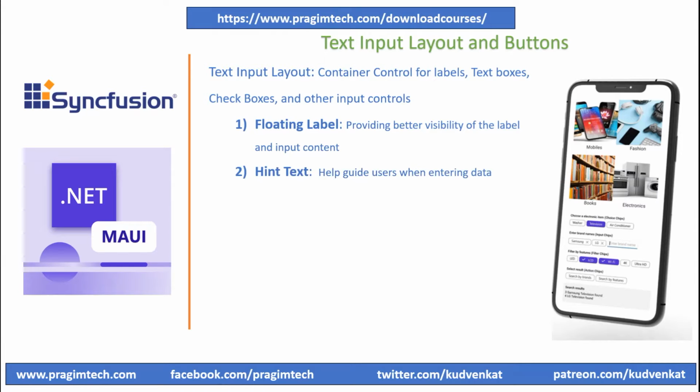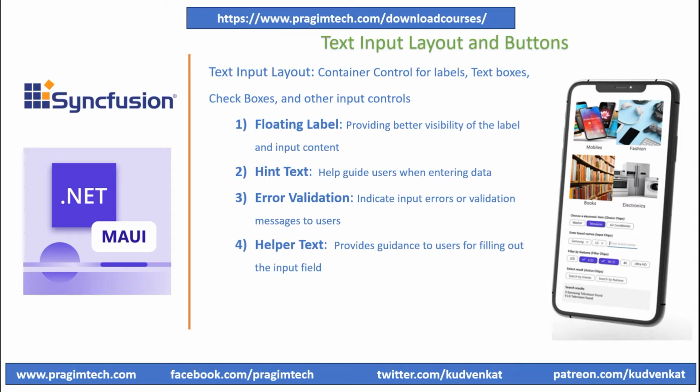input content. We can set a hint text which provides a brief description or example of the expected input format or content for the text field. This hint text can help guide users when entering data. The text input layout supports error validation, allowing you to indicate input errors or validation messages to users, ensuring they are aware of any issues with their input and can take corrective action. You can provide helper text which gives additional information or guidance to users for filling out the input field, helping them understand the expected input format or requirements.